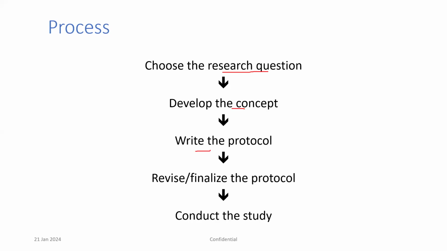Mostly there is a team to write a protocol. We will also learn who all are involved in the protocol. Revise and finalize the protocol. There can be 2 to 3 drafts. It's not only one go. You can't finalize it in one go, so a minimum of 2 to 3 drafts go into the finalization of the protocol. Then once this is finalized, according to that you do your research. So protocol is also known as a blueprint of your study.